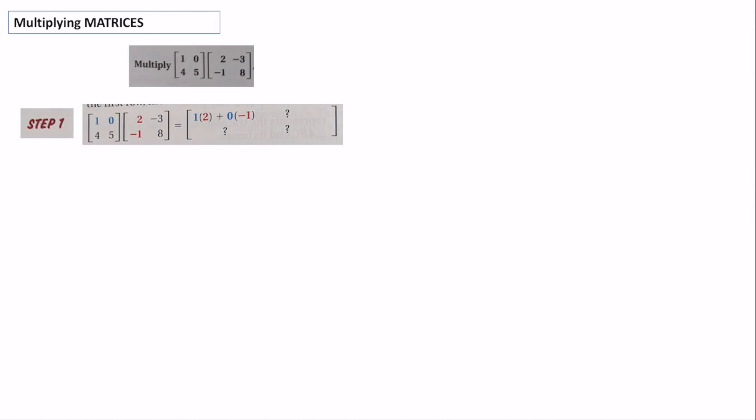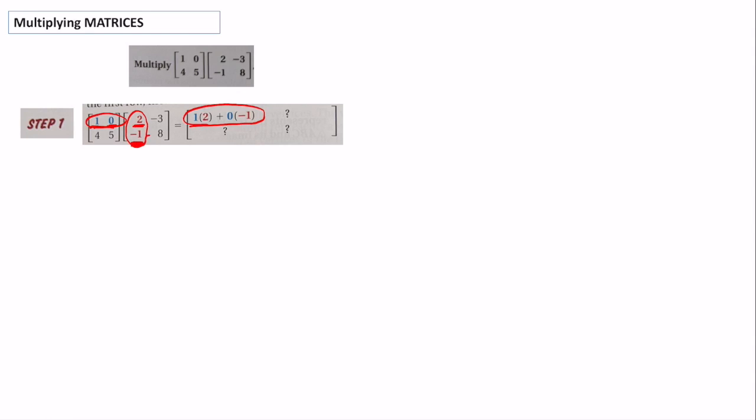If we look at this example, multiply a 2 by 2 matrix by another 2 by 2 matrix, we're just going to walk through the steps. This is not quite as intuitive as addition and subtraction, so this is something where you're just going to have to memorize the process, but it's not too difficult, so just follow along here. In this first spot, what's going to go there is the first row multiplied by the first column of your second matrix. So you notice 1 times 2, and then you're going to add to that the 0 times negative 1. So we're really distributing here.